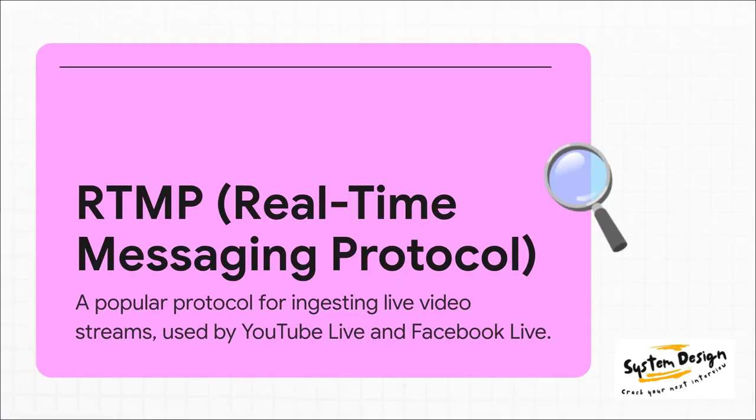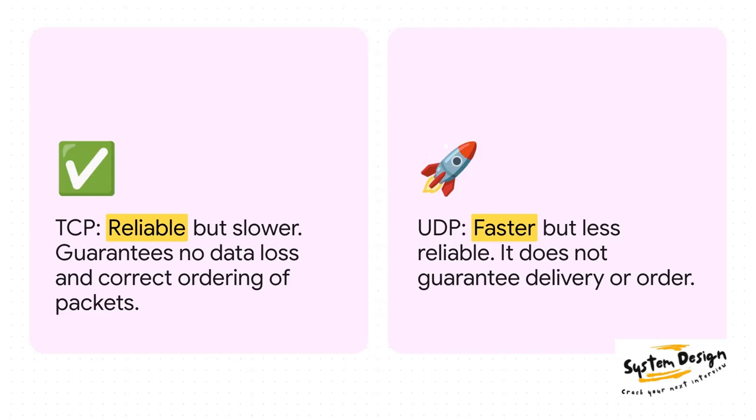Now, to make that handoff actually work, you need a special kind of language, a protocol that everyone agrees on. And for this job, the industry standard is called RTMP, the Real-Time Messaging Protocol. If you've ever streamed on YouTube Live or Twitch, you've used RTMP. Its whole purpose in life is to reliably pack up that live video and ship it from the source to the server.